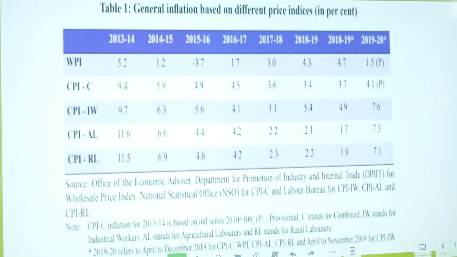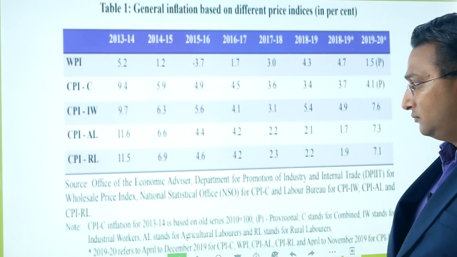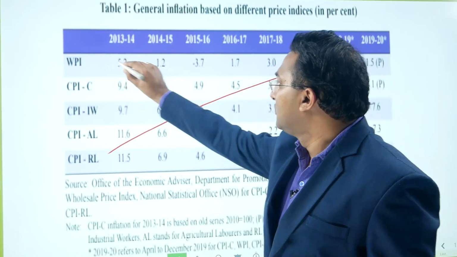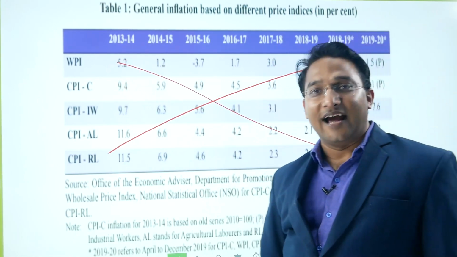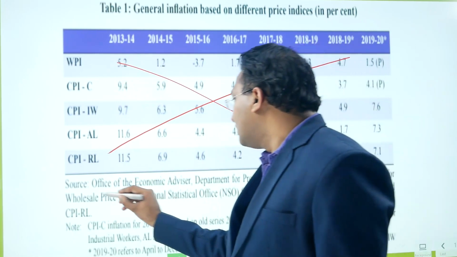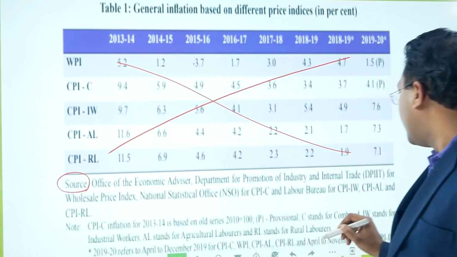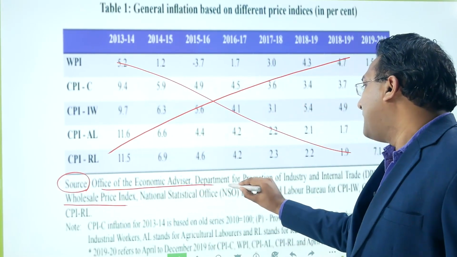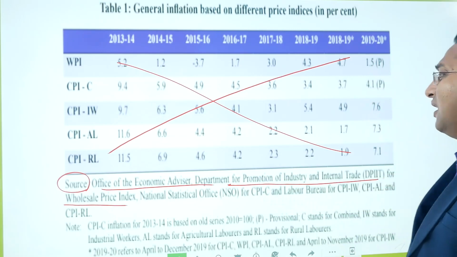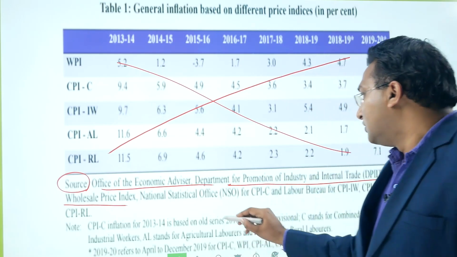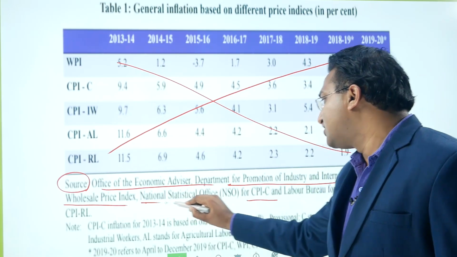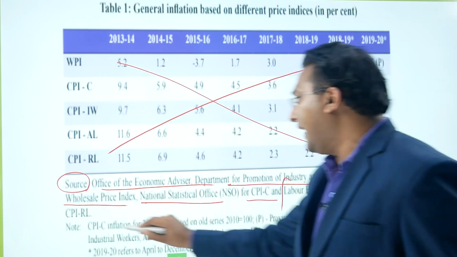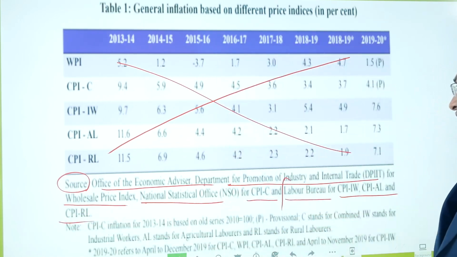Now this is the table which I have picked from the Economic Survey, right? In the Economic Survey, again, all this data is not relevant. Don't waste your energy and time. What is important is the source of this data. The source for WPI is the Office of Economic Advisor, Department for Promotion of Industry and Internal Trade under the Ministry of Commerce. For CPI combined, this is the National Statistics Office. For CPI IW, AL and RL, this is the Labor Bureau, right?